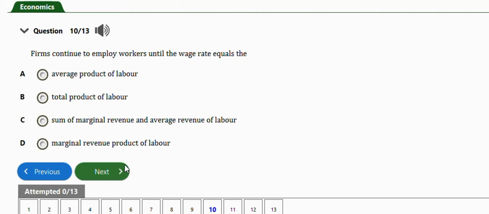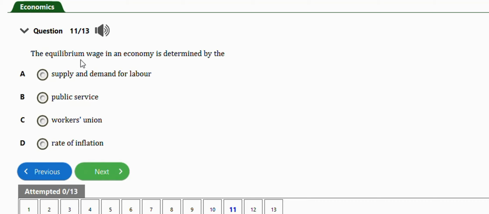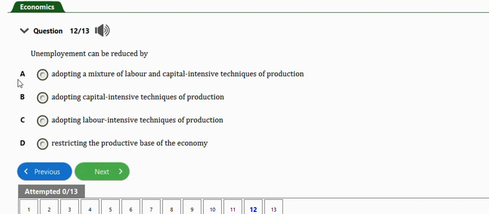Okay, very important. Next question is this one. It says the equilibrium wage in an economy is determined by the real supply and demand for labor, public service workers, union, rates of inflation. The right answer is option A, supply and demand for labor. Next question is this one. It says unemployment can be reduced by adopting a mixture of labor and capital intensive techniques of production, adopting capital intensive techniques of production, adopting labor intensive techniques of production, restricting the productive base of the economy. The right answer is option C, adopting labor intensive techniques of production.